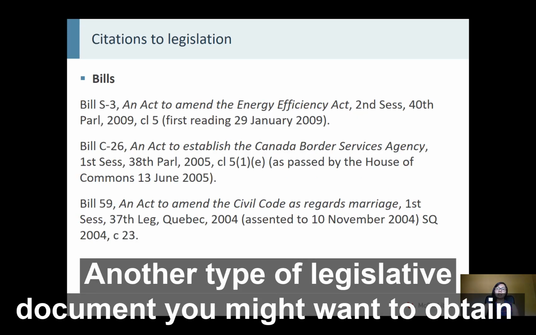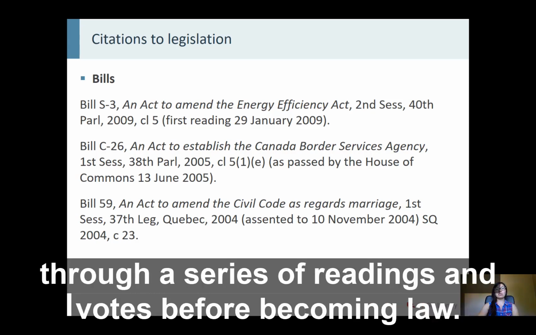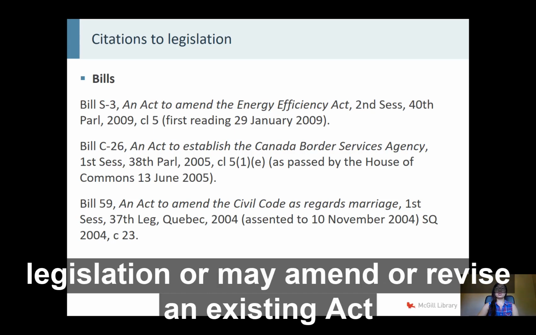Another type of legislative document you might want to obtain is a bill. A bill is a prospective statute that must go through a series of readings and votes before becoming law. In other words, it is not yet law, but a proposal. Bills may be new legislation or may amend or revise an existing act.